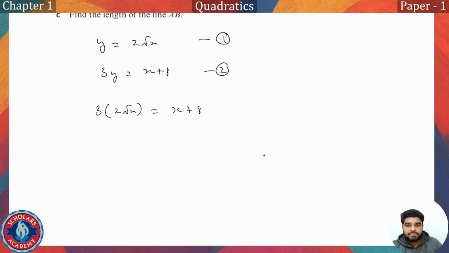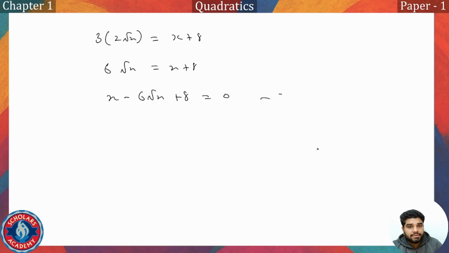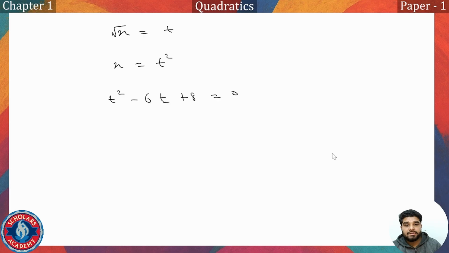If we simplify it, we get 6 root x = x + 8, and we get x - 6 root x + 8 = 0. Let's take it as equation 3. If we substitute root x = t, we get x = t². We substitute it in equation 3, we get t² - 6t + 8 = 0.